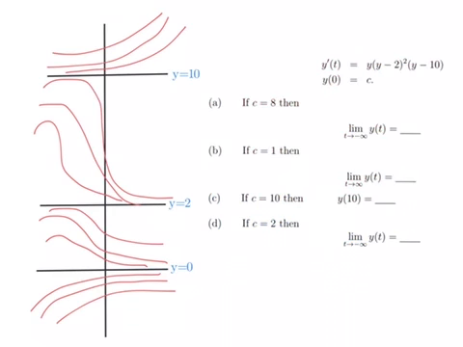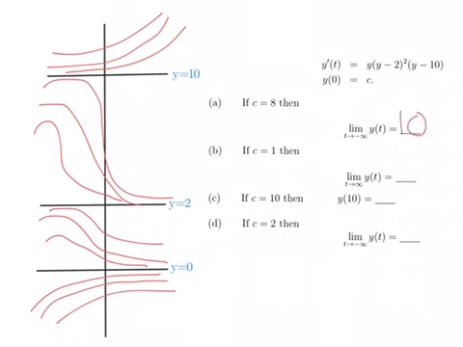So now that we have the graphs, we can easily solve problems A through D. So A says when c is equal to 8, which is going to be between 2 and 10, it wants the limit as t goes to negative infinity. So if we go between 2 and 10, 8 will be right around here. And as it goes to negative infinity, it's approaching y equals 10. So the limit equals 10.